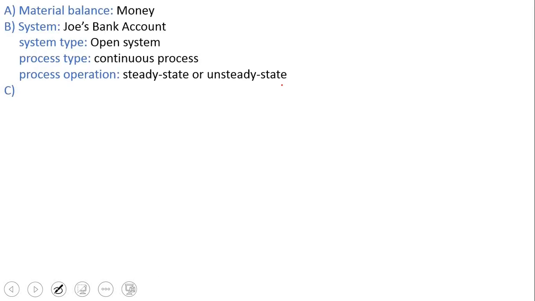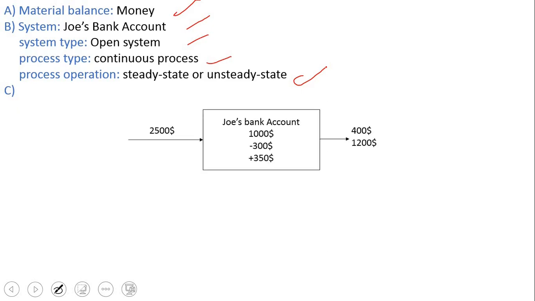So this is the answer for the first 3 questions. As I said, the material balance is money. The system is Joe's bank account, an open system, and a continuous process. Also, we have said the process operation is uncertain unless we get more information. So for the last question, first I have drawn the system. As I said, this is the boundary. Always try to draw the system. And the system, as I said, is Joe's bank account. We want to account and analyze how much Joe has. So this is the system.